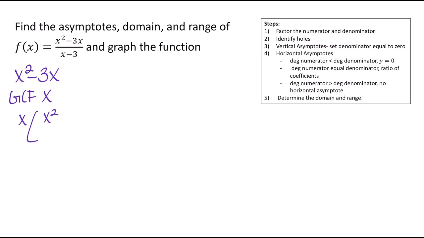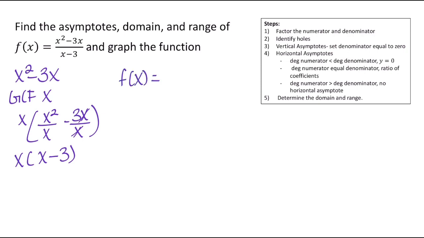So we have x squared over x minus 3x over x. So that will become x times (x squared over x becomes x), and then minus 3, since the x and x cancel. Now let's go ahead and factor the denominator. Well, the denominator is already prime. It's x minus 3, so we can't factor it. So we have x times (x minus 3) over x minus 3.